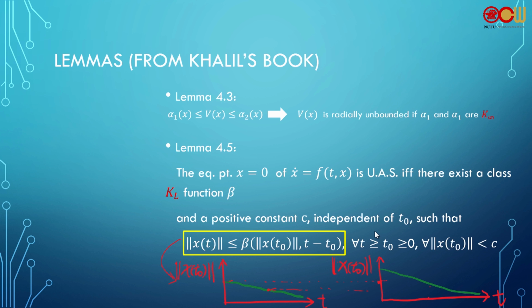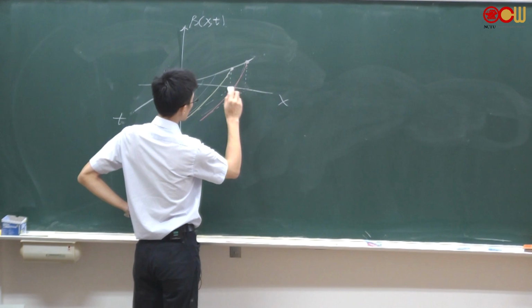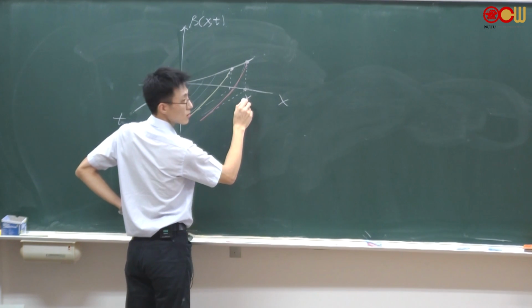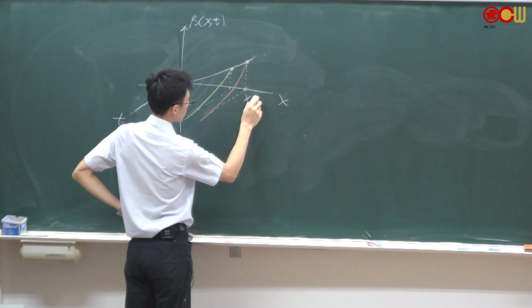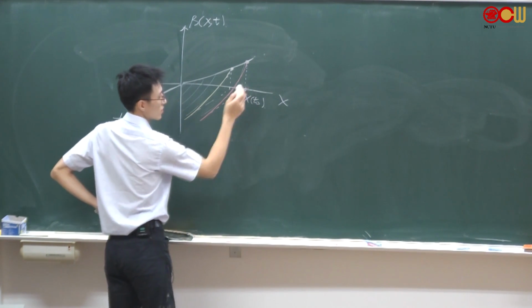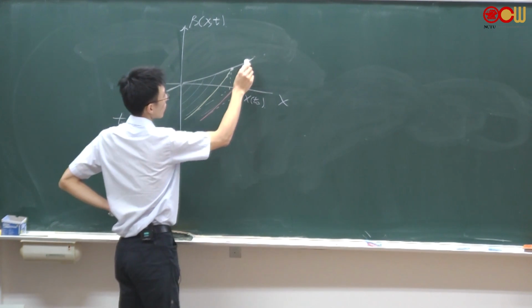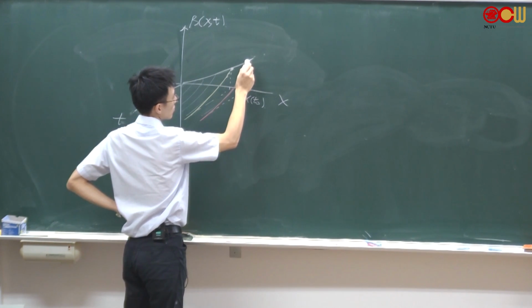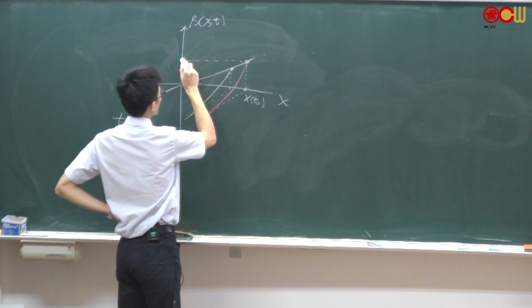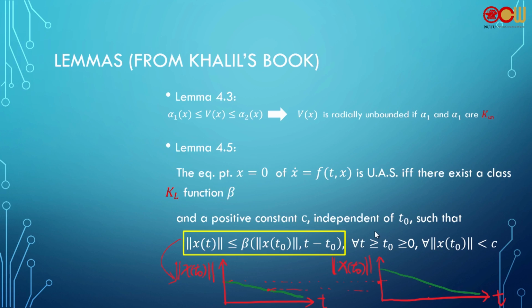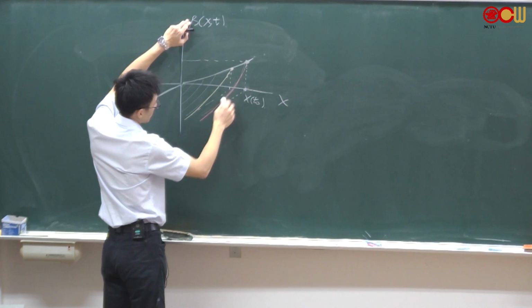In this condition, because x(t0) is an initial condition, right? So it's a fixed value. That means if you start from here, x(t0), this value in the initial condition here is a constant, which implies you already pick up some beta function with this value. Now, what is time variant is this t. You increase t, and you can obtain a beta value that decreases with time.